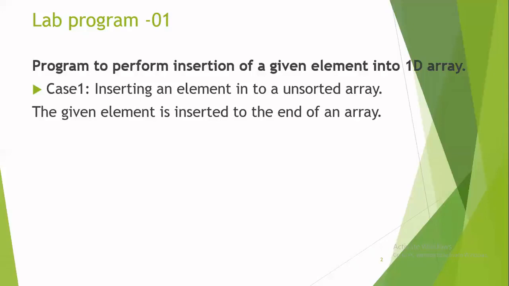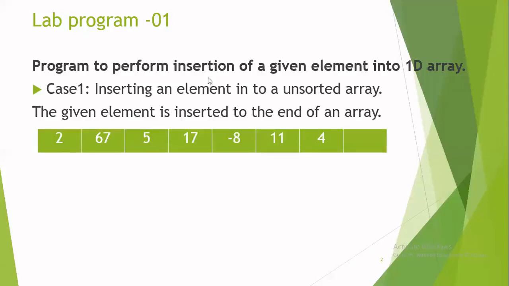Okay, let us consider an example. So I have considered a list with the elements 2, 67, 5, 17, -8, 11 and 4. So there are totally 7 elements in this list and the elements of this list are not arranged. It is an unsorted array.